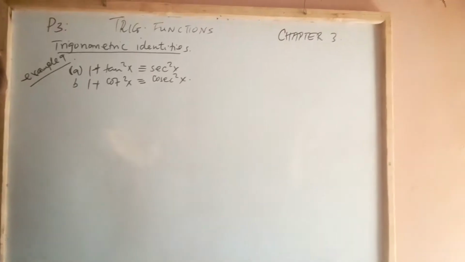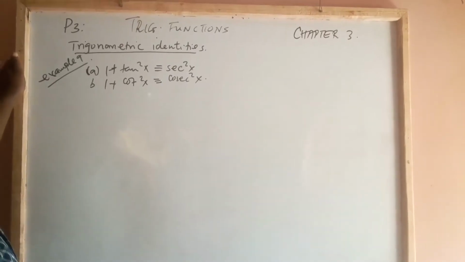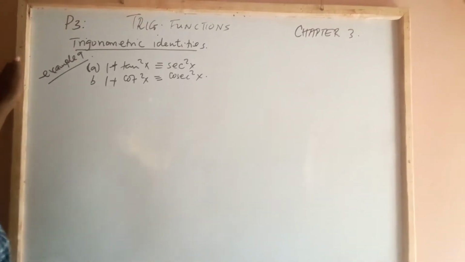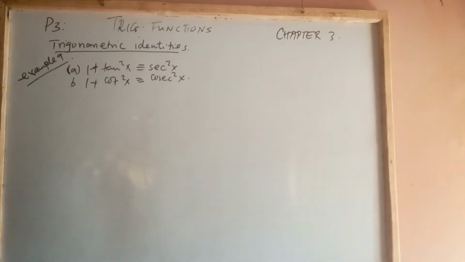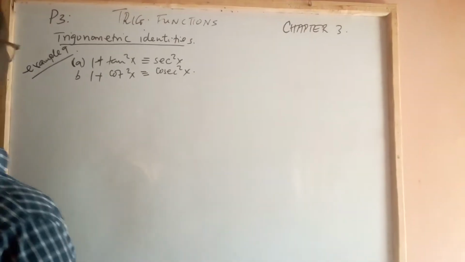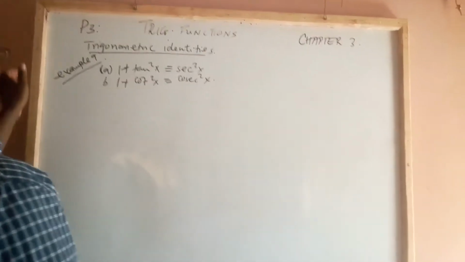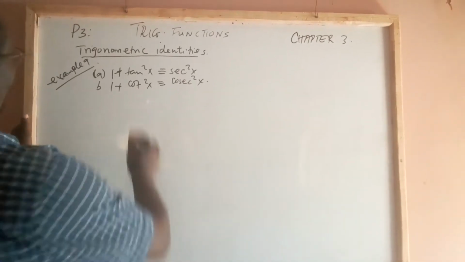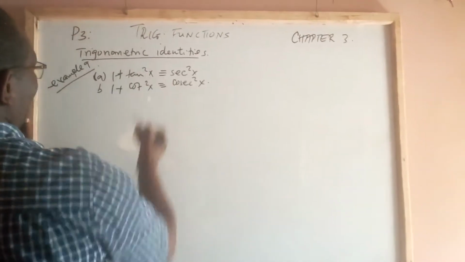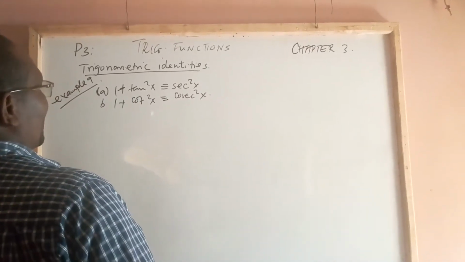Under 3.4, we are expected to understand trigonometric identities, and we are supposed to know which identity is equal to what. To start with, in part A, example 9, we are supposed to prove that 1 plus the tangent squared of x is equal to the sec squared of x.